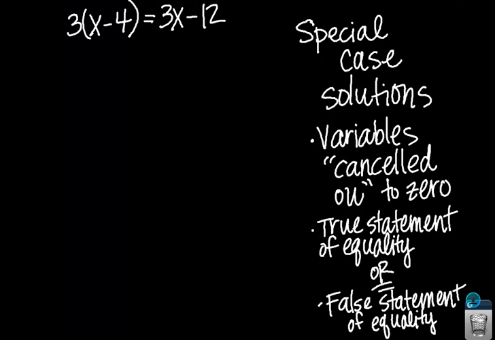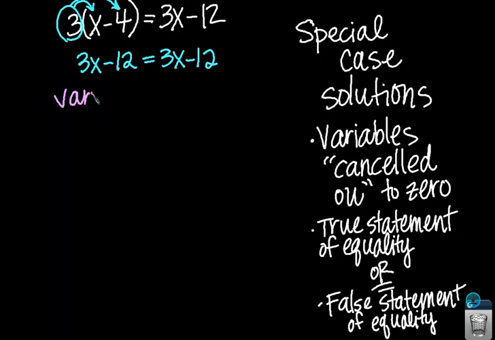The first thing that we're going to do is distribute this 3. So 3 times x is 3x, and 3 times negative 4 is negative 12. So I have 3x minus 12 equals 3x minus 12. And to solve an equation, we want to isolate the variable. So basically, we want all the variables on one side of the equation and all the numbers or the constants on the other side.